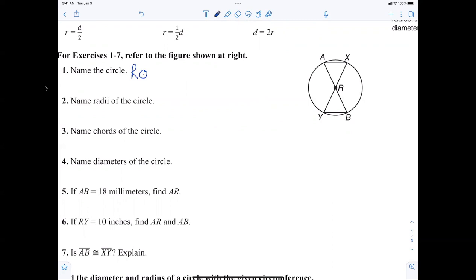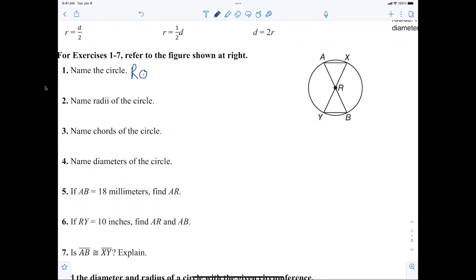Now is the time to learn all the terms. Anybody have any questions yet? Okay, so now we name the diameters. Yes, AB and YX. And notice we said the diameters were chords. That is true. Diameters are chords.